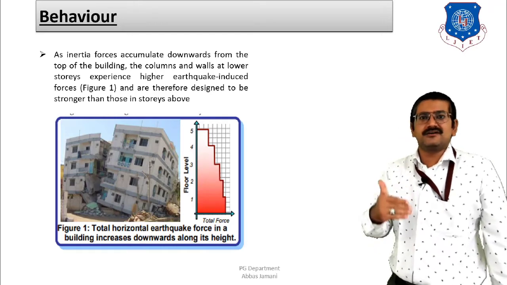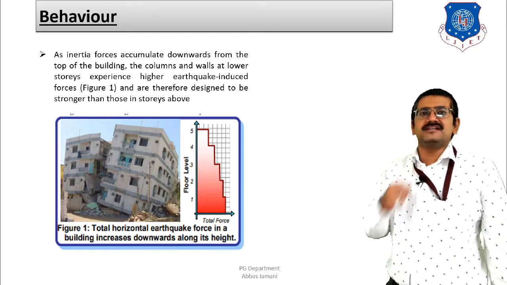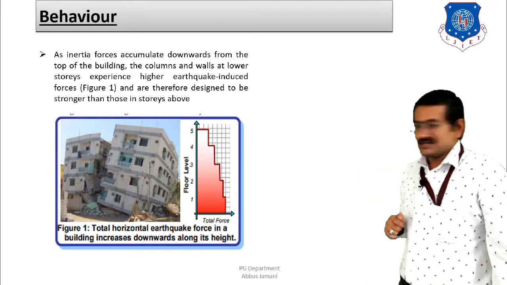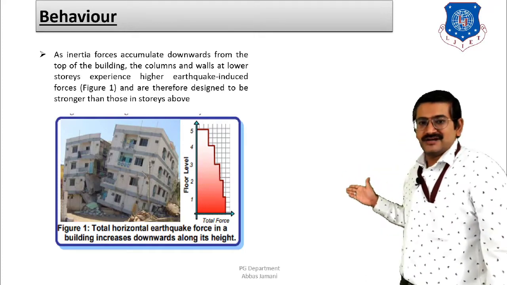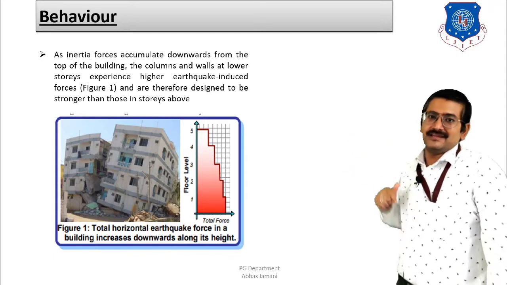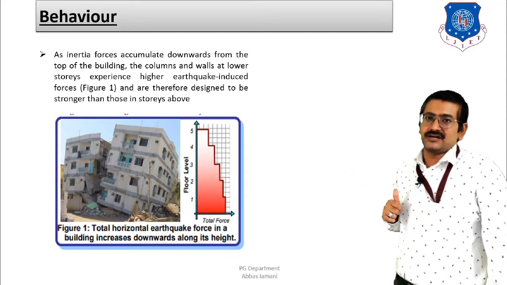Right? So as a result of that, if we talk about the distribution of earthquake forces, then as you can see in this particular figure over here, the maximum base shear will be observed at the base level. Then as you keep on increasing in height, the intensity of the base shear, or the quantum of the base shear, will be reduced.